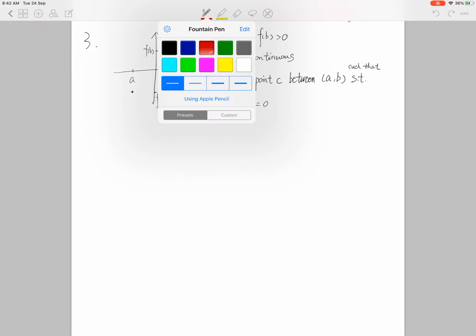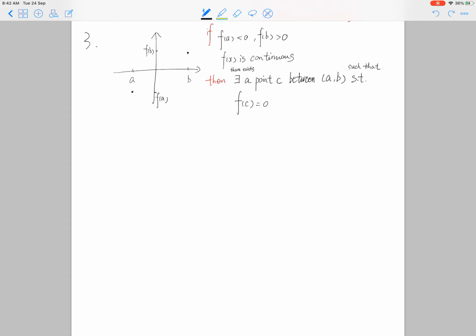Okay, so let's try it. Show that there exists a root of 1 minus x cubed equals sine x in the interval (0, 1). In the end, our conclusion is f(x) equals 0 has a solution. So first we change it to f(x) equal to 0. So it's 1 minus x cubed minus sine x equals 0. The root of this equation is the same as the root of the original equation. Then this part is your f(x).